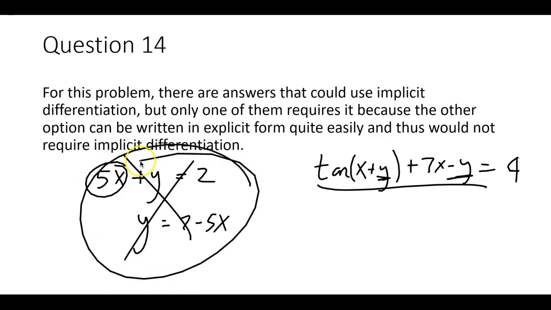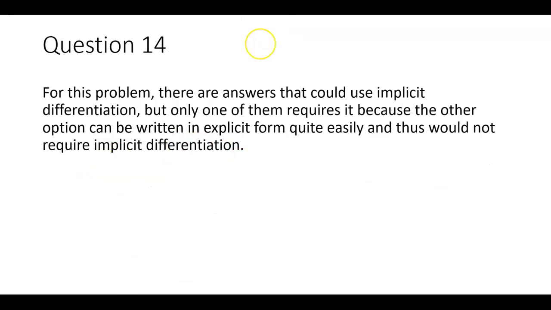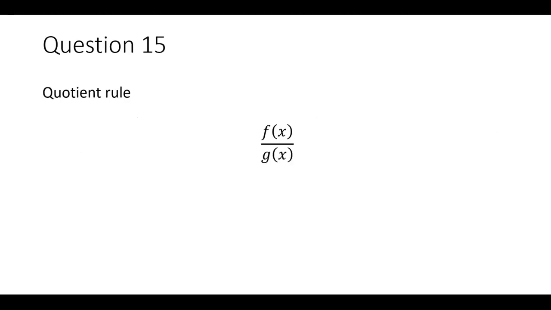But if you can just get the y by itself at the very beginning, then technically you don't need implicit differentiation. So you've got to pay attention to the wording here carefully, even though on your problem they are offering multiple options that can use implicit differentiation. You're looking for the one where you have to use implicit differentiation because you can't get the y by itself.